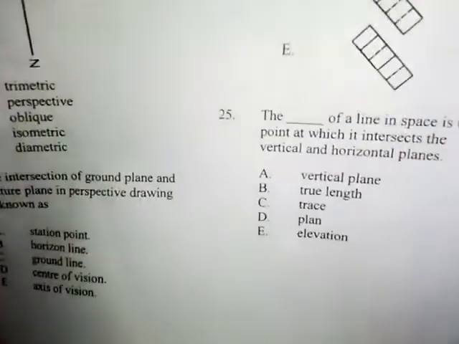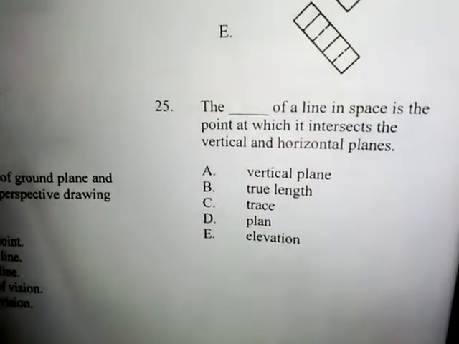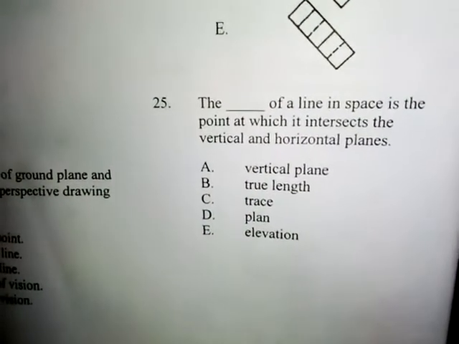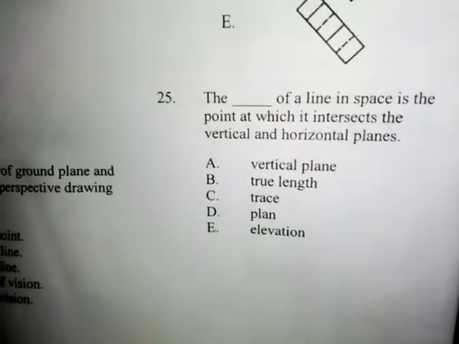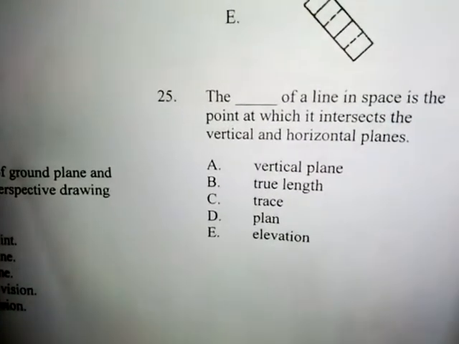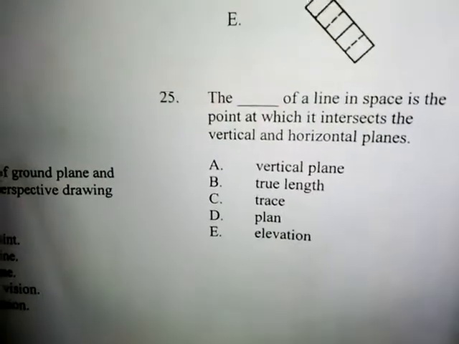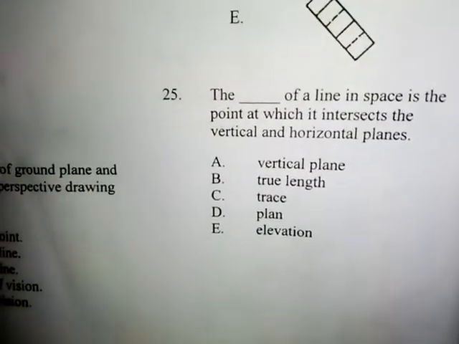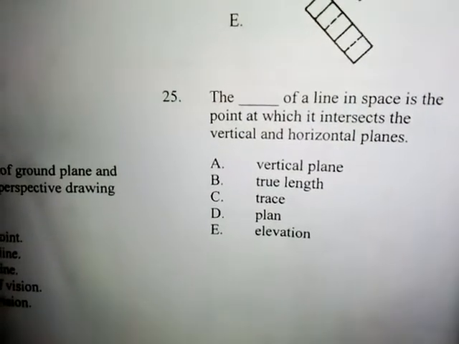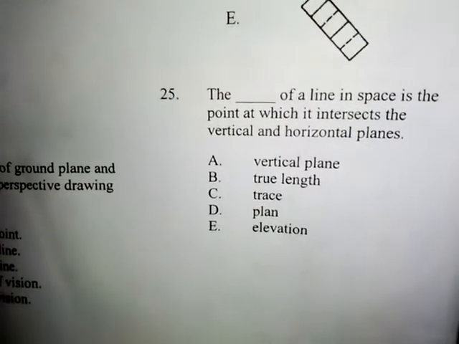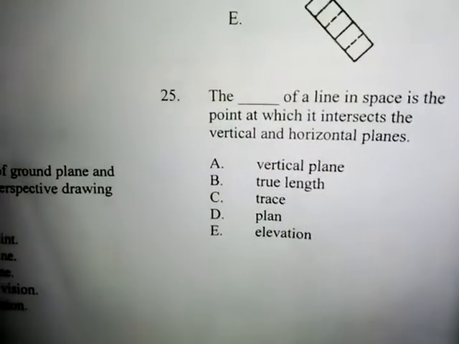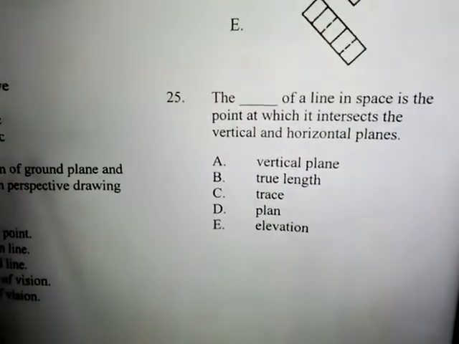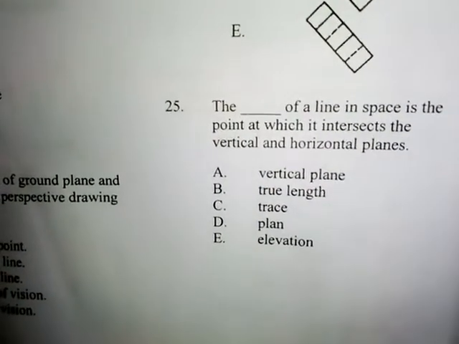Okay. Question 25. The trace of a line in space is the point at which it intersects the vertical and horizontal planes. That is option C, the correct answer. So the trace of a line in space is the point at which it intersects the vertical and horizontal planes. Option C is the correct answer.